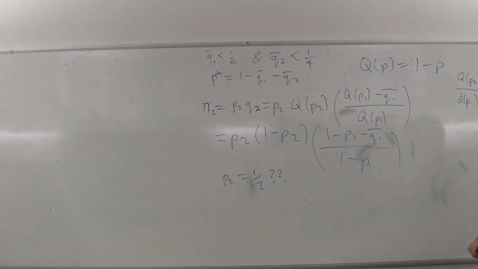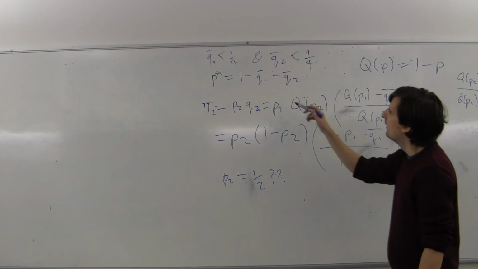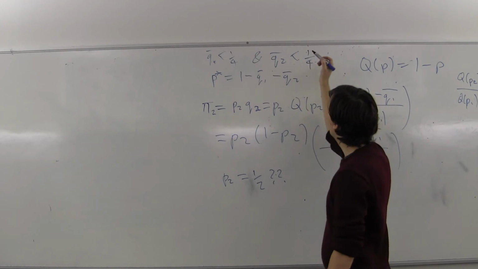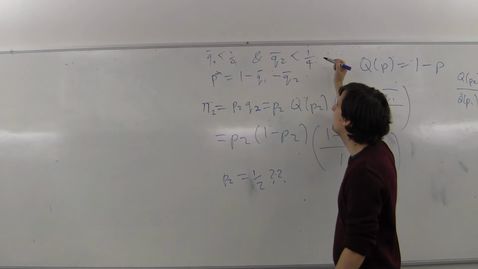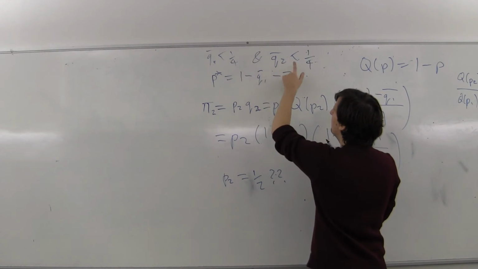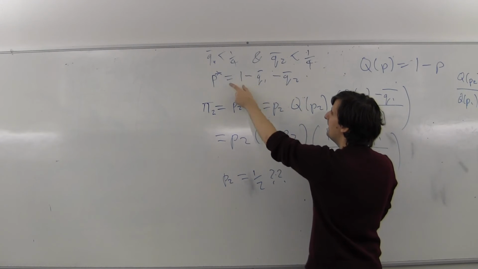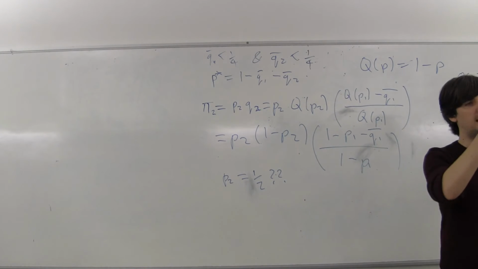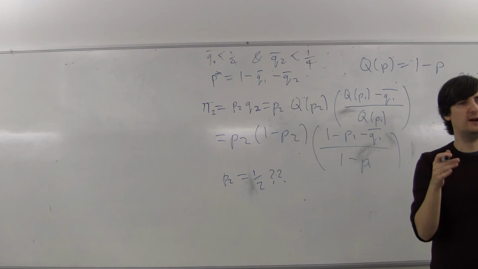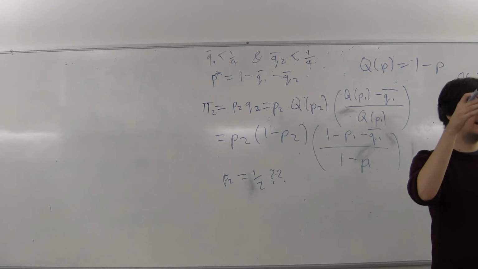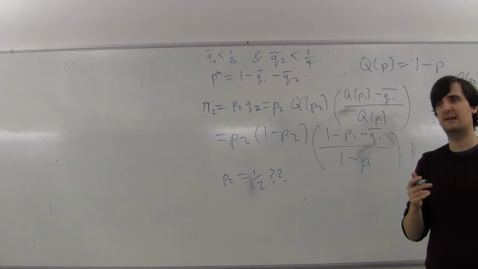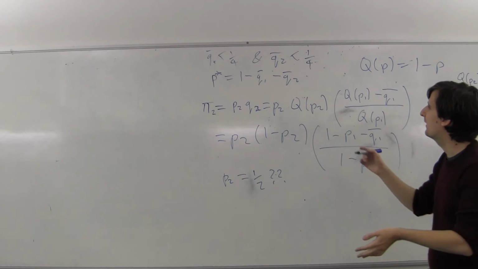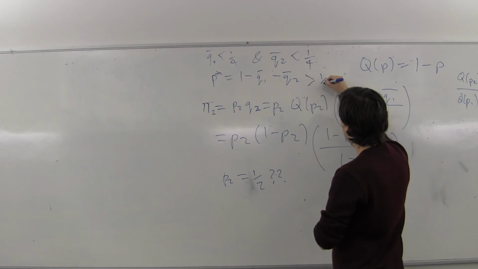I'm writing question marks because P2 equals a half isn't going to make sense. Why is it not going to make sense? Because Q1 bar is less than a quarter and Q2 bar is less than a quarter. So P star must be bigger than a half. If you subtract two things both less than a quarter, in total you're subtracting less than a half. If you subtract less than a half from one, you must end up with something more than a half. So P star is strictly bigger than a half.